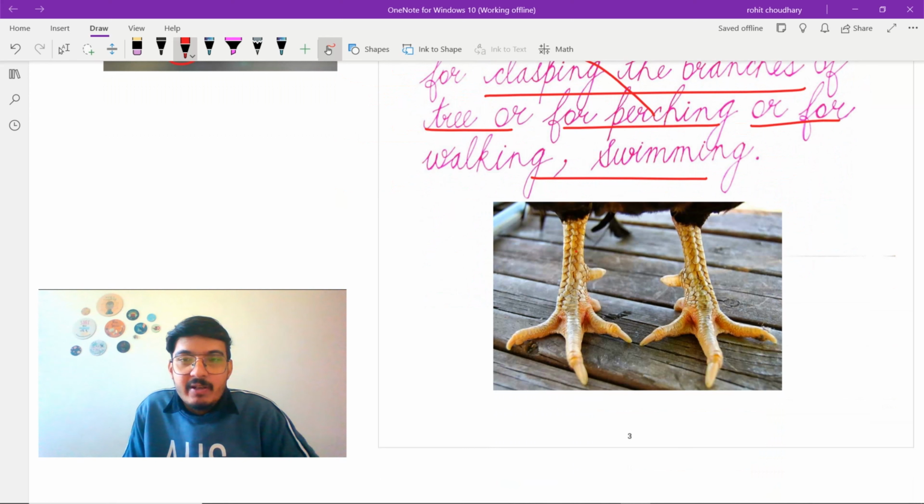We can see epidermal scales. The horny epidermal scales are present on the hind limbs of a bird. How beautifully the horny epidermal scales are shown in this picture. These are the epidermal scales.